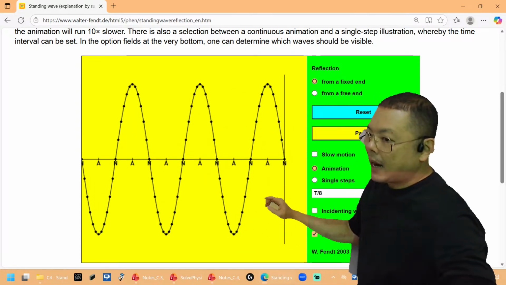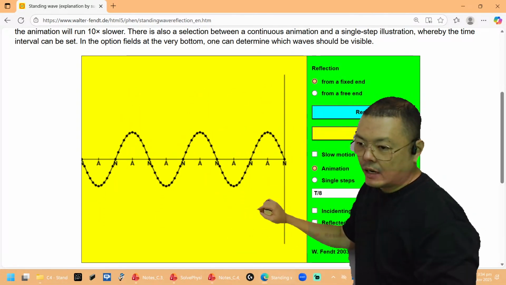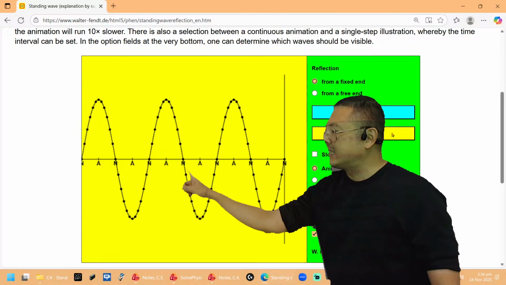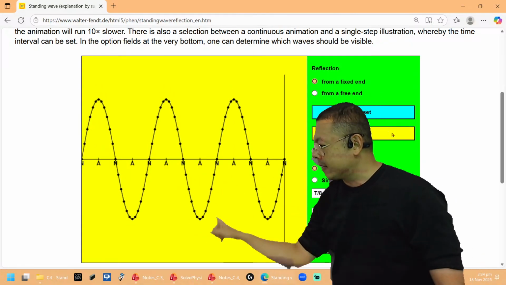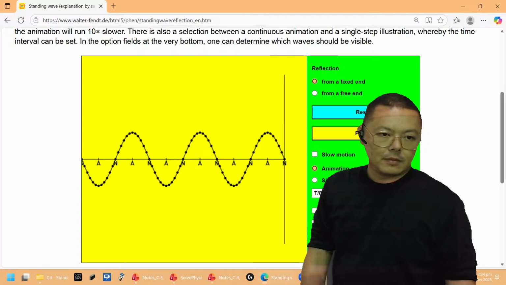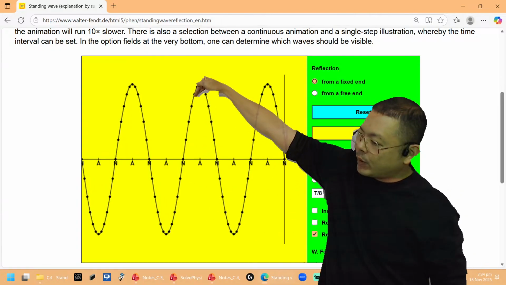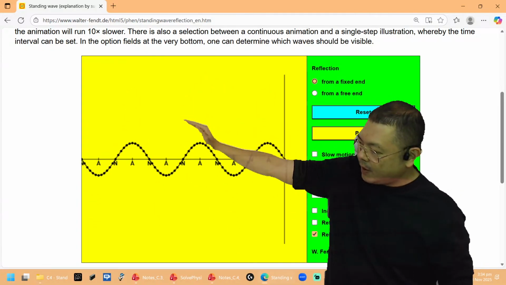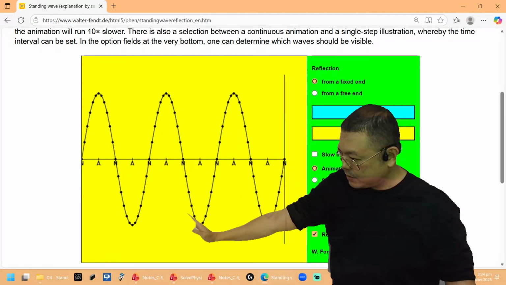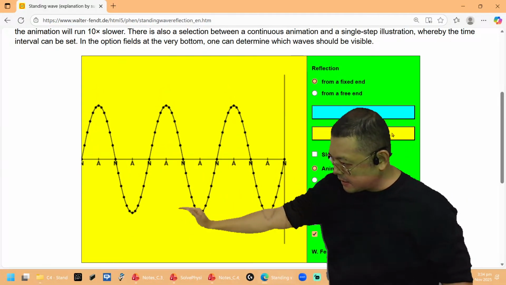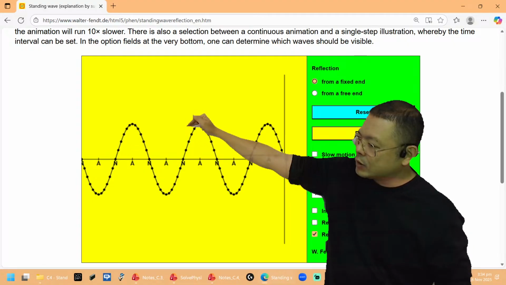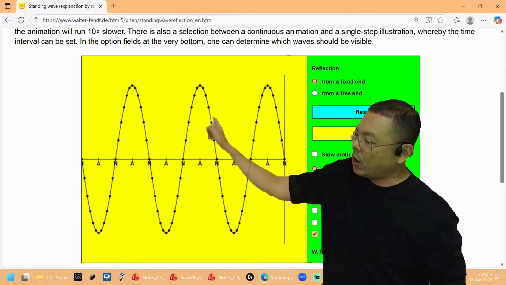Okay, so I'm going to ask you this. This is a very important question. They love to ask this question all the time. What's the phase difference between all these particles here? Everyone up, everyone down, then everyone up again, right? So what's the phase difference between all these particles?